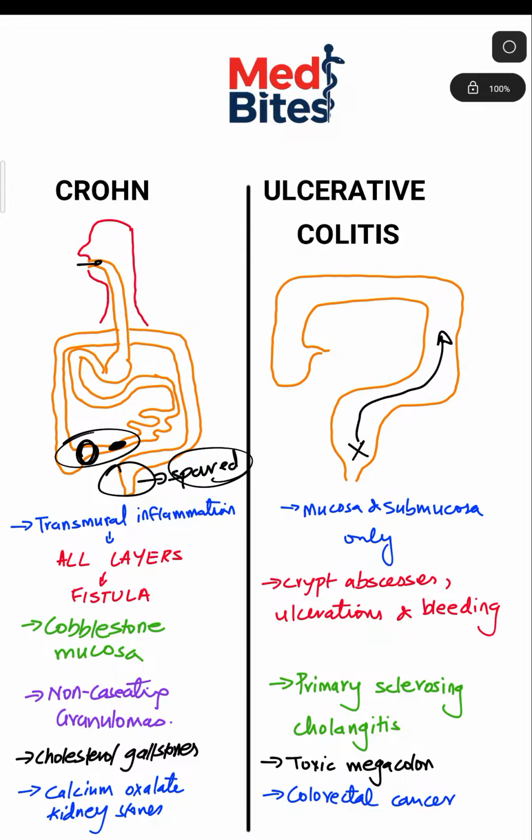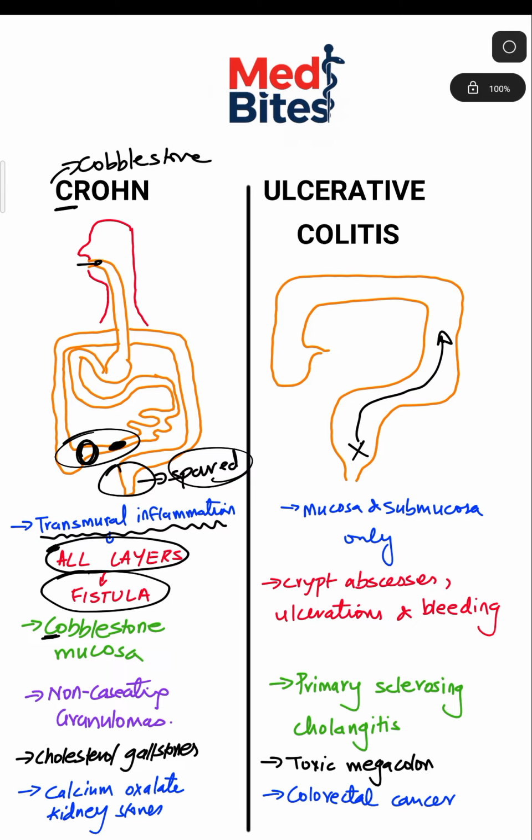Now, morphology. Crohn's disease causes transmural inflammation, which means all layers are affected. And if all layers are affected, formation of a fistula is possible. This is why you get fistulas. You also get strictures, bowel thickening, creeping fat, and cobblestone mucosa. Remember the C in Crohn's? Cobblestone.